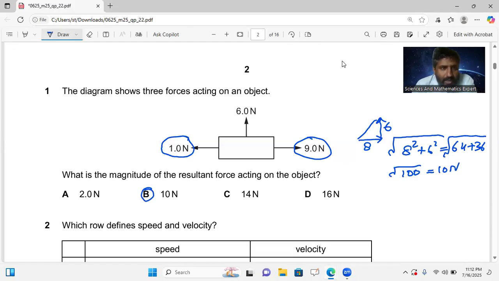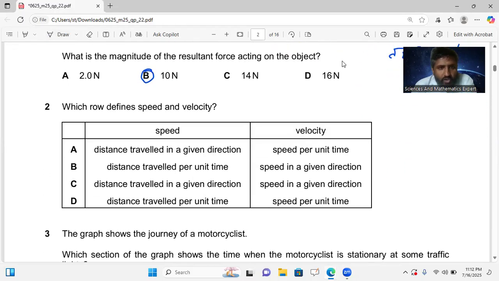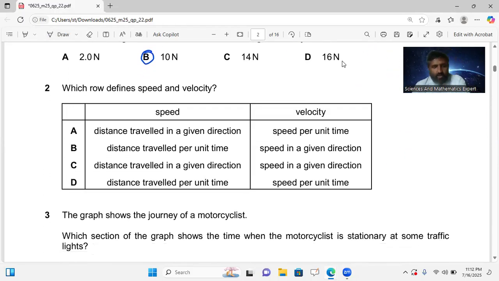After that, go to question number 2. Which row defines speed and velocity? Distance traveled in a given direction, that is velocity, not speed. And distance traveled per unit time is speed. Option B is fine because velocity is a vector quantity and speed is a scalar quantity. When you say speed in a given direction, then it is velocity. And we are taking it.